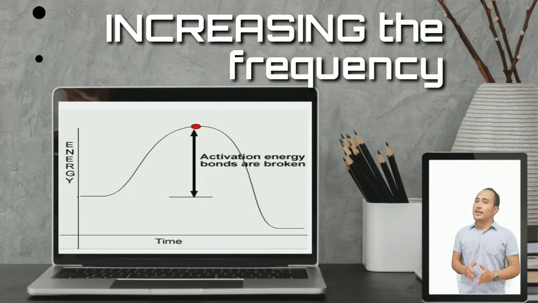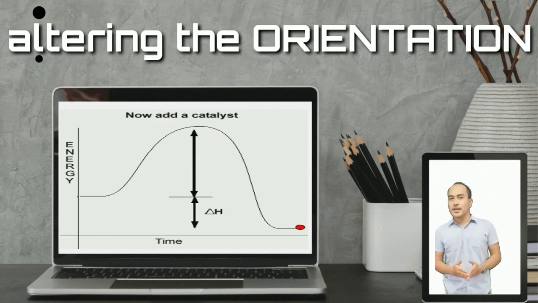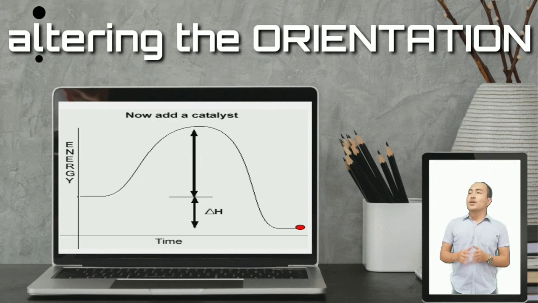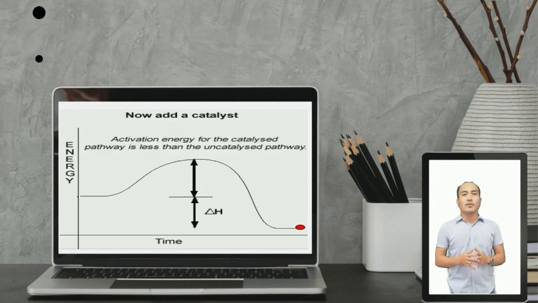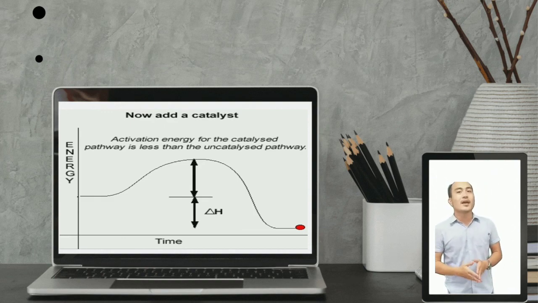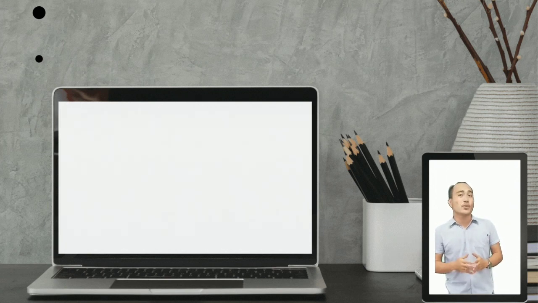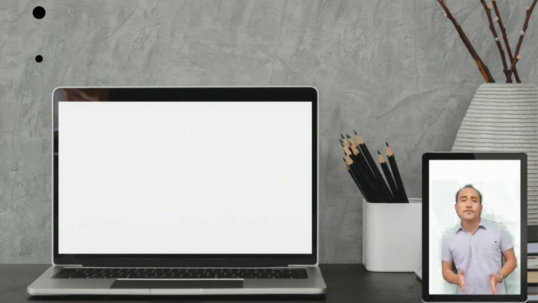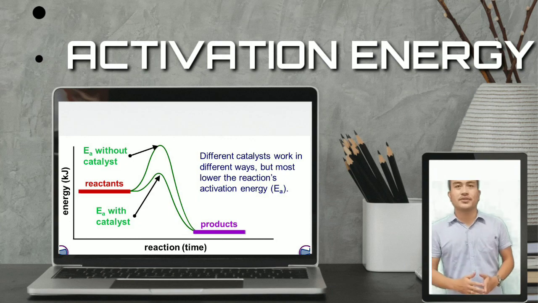Catalysts work by increasing the frequency of collision between reactants, altering the orientation of reactants so that more collisions are effective, reducing intramolecular bonding with reactant molecules, or donating electron density to the reactants. The presence of a catalyst helps a reaction proceed more quickly to equilibrium. Different catalysts work in different ways, but most lower the reaction's activation energy.